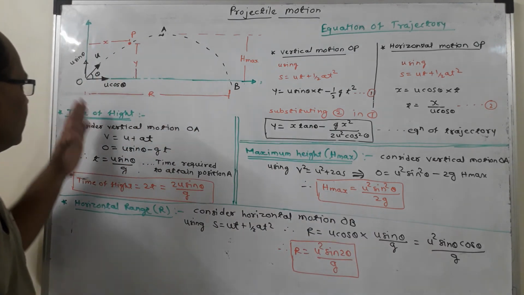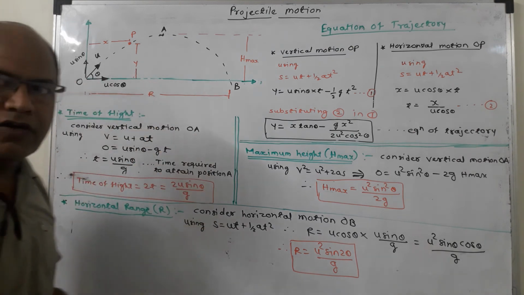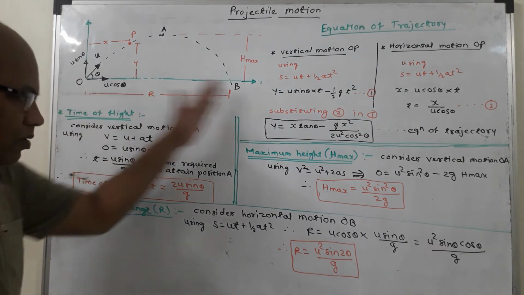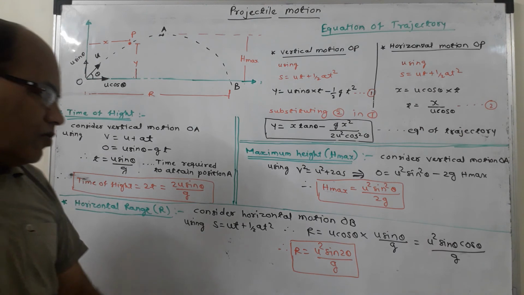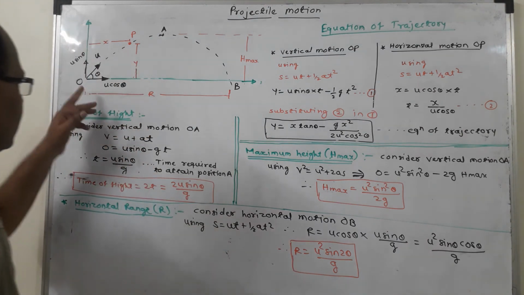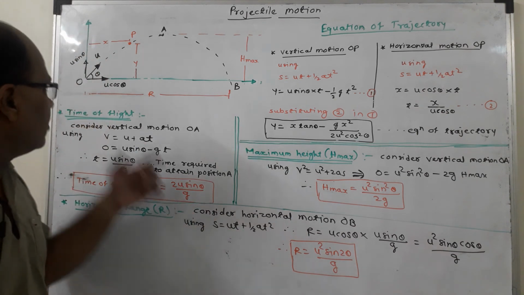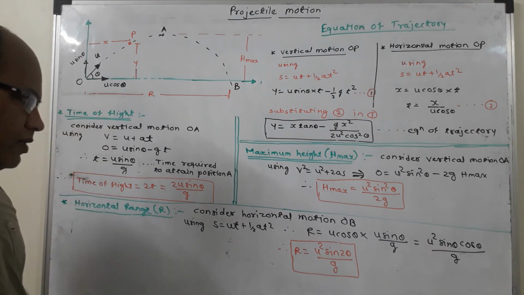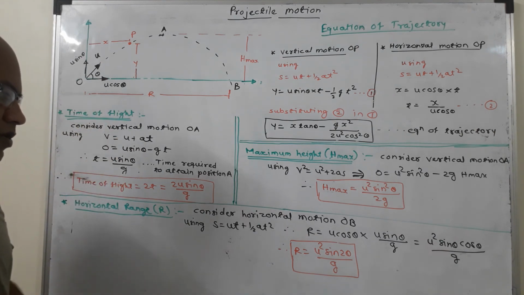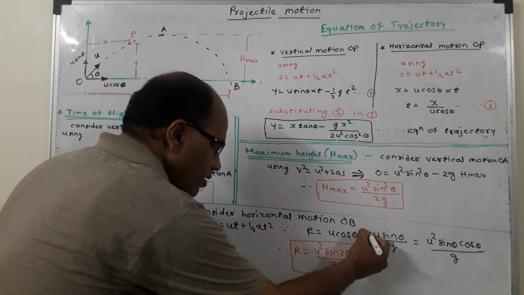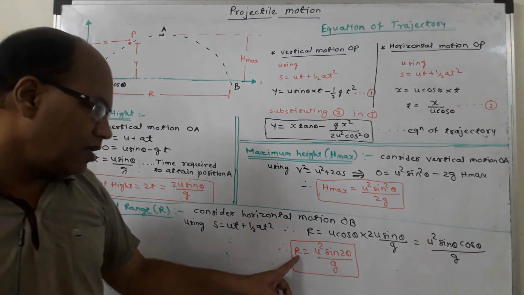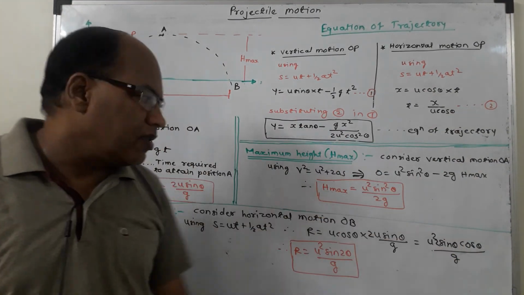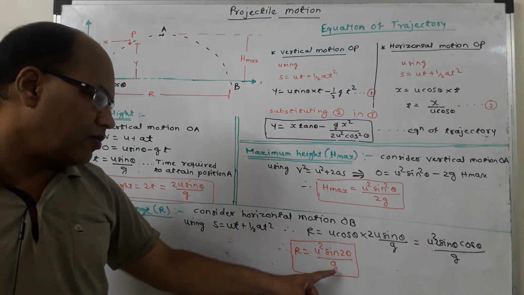Now the horizontal range. Horizontal range is the horizontal distance between the point of projection and the point of landing. In order to get this range, I am considering the horizontal motion from O to B and using s is equal to ut plus half at square. S is nothing but r, u is the horizontal component of velocity, u cos theta, into t. We know the value of t, which is equal to 2u sin theta upon g. Therefore r is equal to u square into 2 sin theta cos theta upon g, which is nothing but u square sin 2 theta upon g.